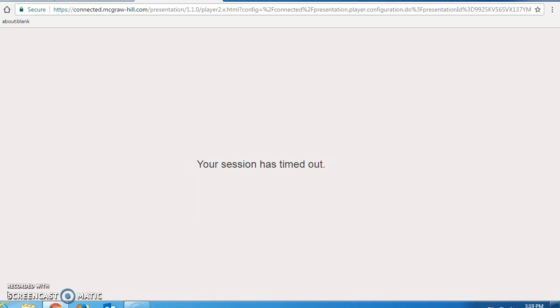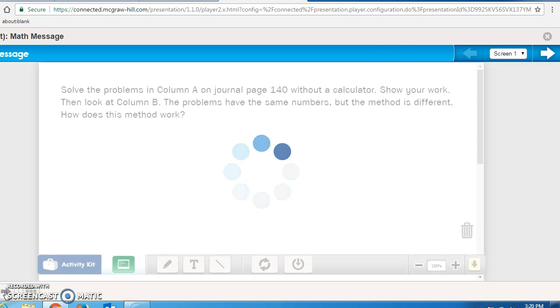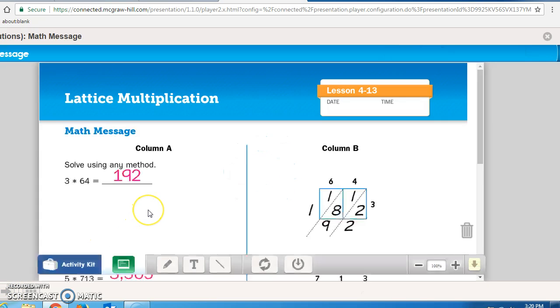Mental math and fluency is important for you to do and to listen to because it's reviewing skills that you will continually have to practice as you get older. It says, solve the problems in column A on the next screen without a calculator, show your work on the scratch page, and then look at column B. So what I want you to do is look at Math Journal page 140. And that's what it's showing you.